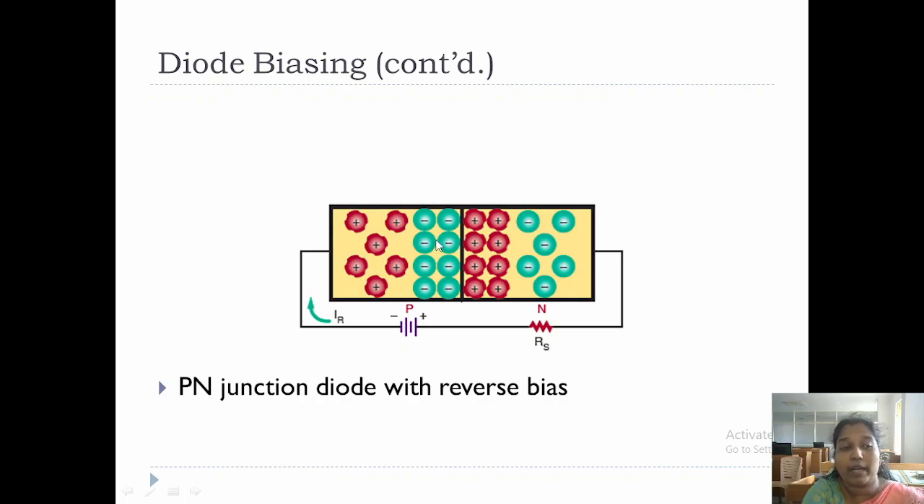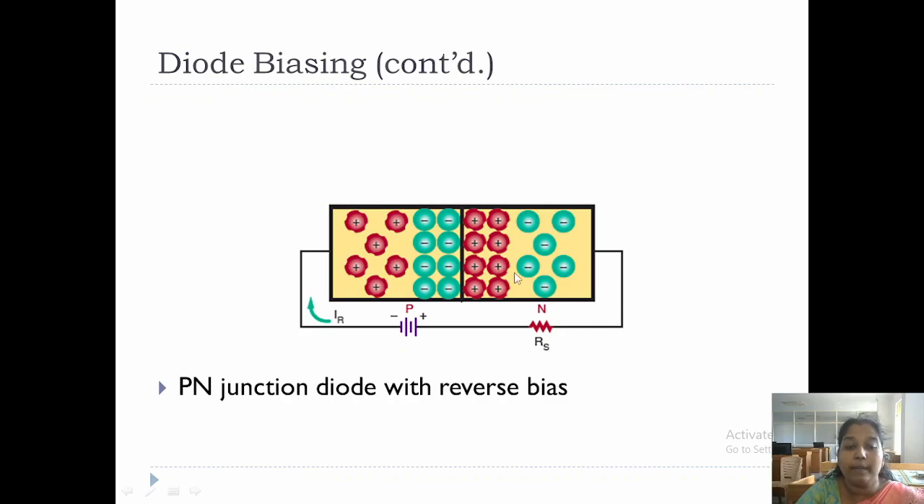In this case, the minority carriers in both the regions will be able to cross the depletion region. So minority carriers in n-type and minority carriers in p-type will be able to cross the depletion region. There is a barrier here because of the depletion region, and they are attracted towards the negative terminal and the positive terminal. So in this way, in reverse bias condition, we will get a flow of current because of very few minority carriers. We cannot say there is no flow of current in reverse biasing, but there is a very small flow of current due to the minority carriers.